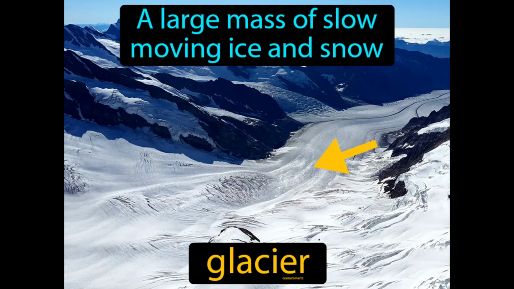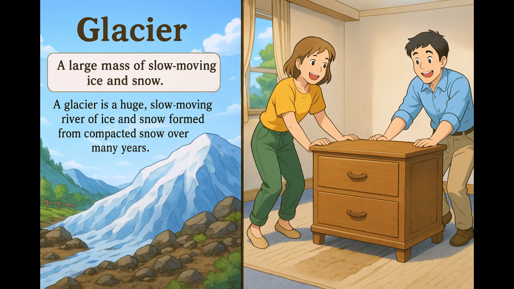A large mass of slow-moving ice and snow: glacier. A glacier is a huge, slow-moving river of ice and snow formed from compacted snow over many years. Imagine trying to move a heavy piece of furniture across a carpeted room. Just like how you slowly push and slide the furniture inch by inch, a glacier moves in a similar manner across the land, but at a much larger scale.